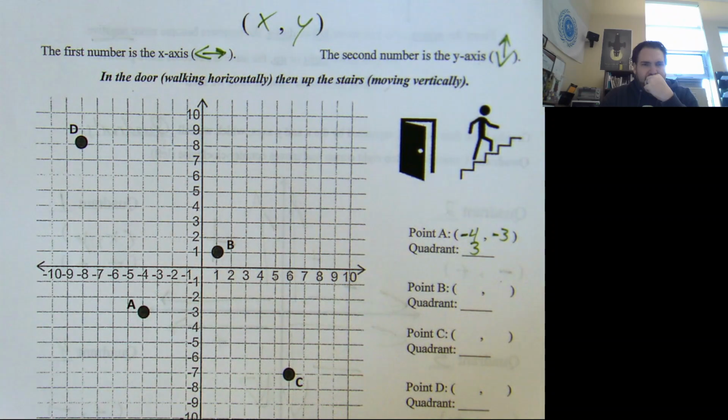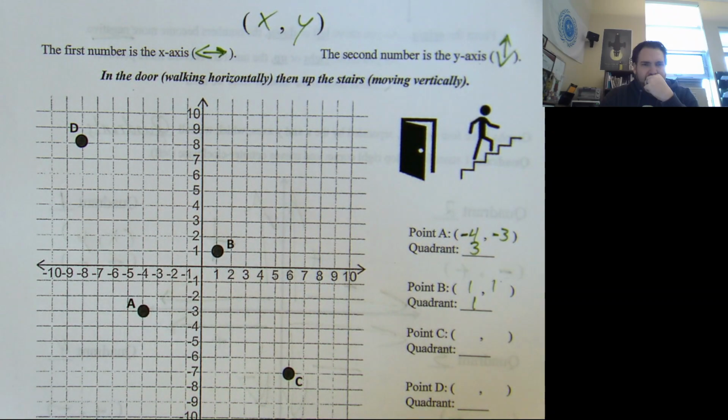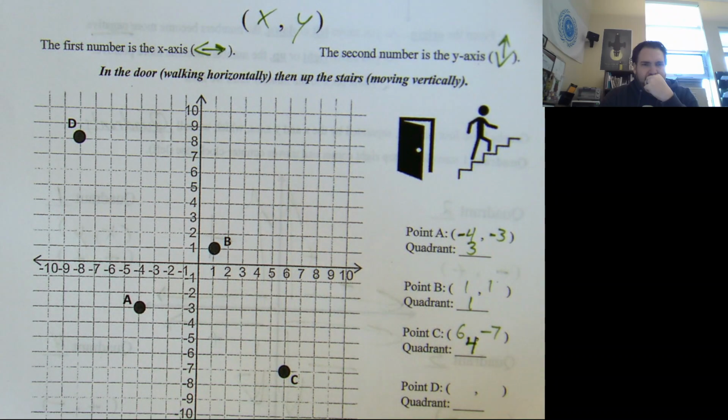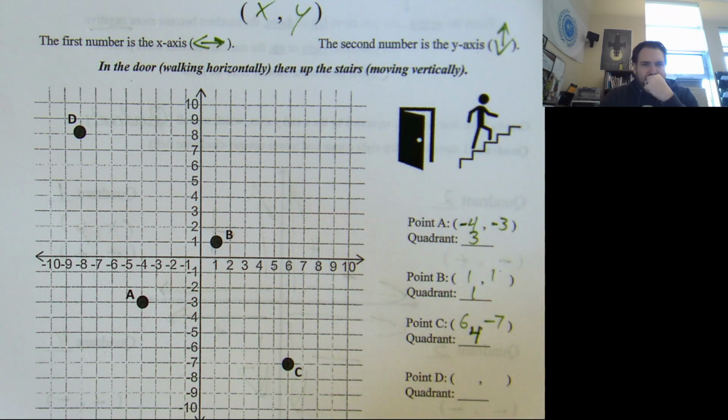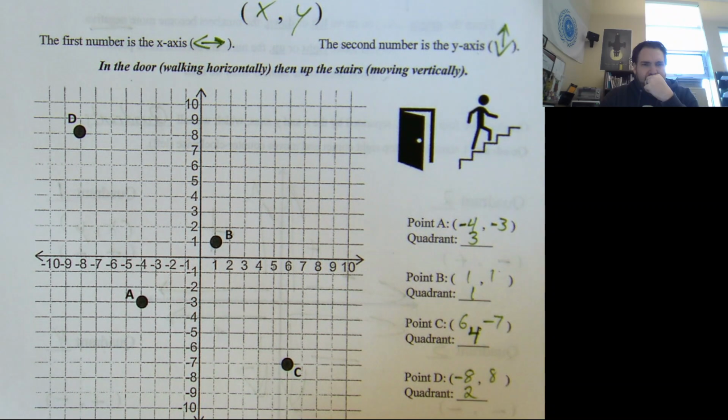Point B. What are the coordinates of point B? 1, 1 in quadrant 1. Fantastic. Point C is where? It's 6, -7, and someone else said quadrant 4. Bottom right is quadrant 4. They get labeled counterclockwise. And point D is where? -8 and 8. And that is quadrant 2. Fantastic.